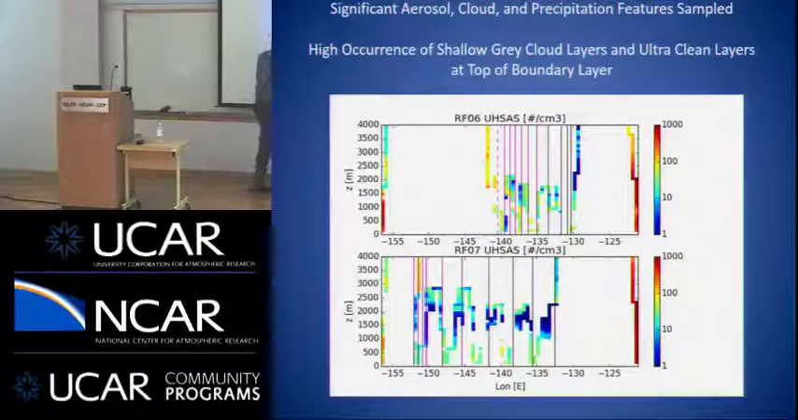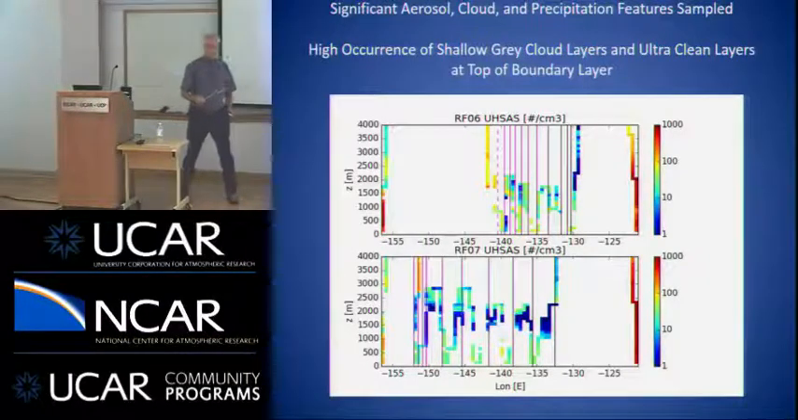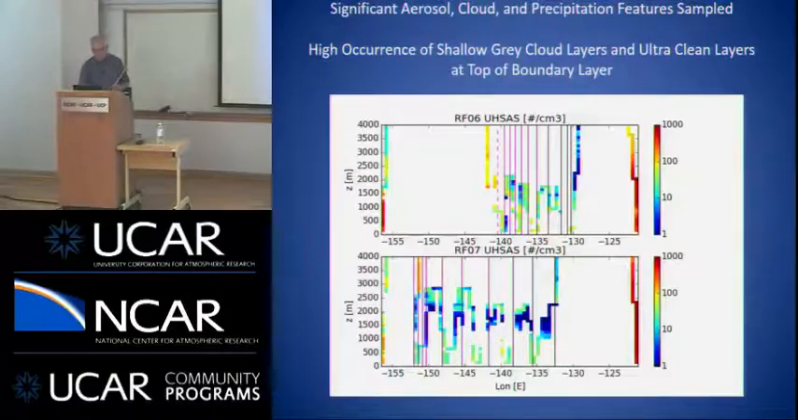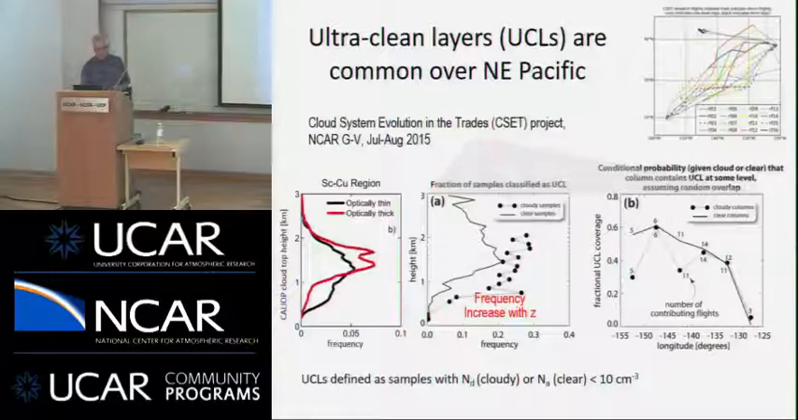And I just want to draw your attention to these blue areas here. So you can see the airplane going up and down and everything, but these blue areas here, that's between 1 and 10 per cc of aerosols. So very, very clean environment in there. And if you look through many of the cases, this is observed quite frequently.